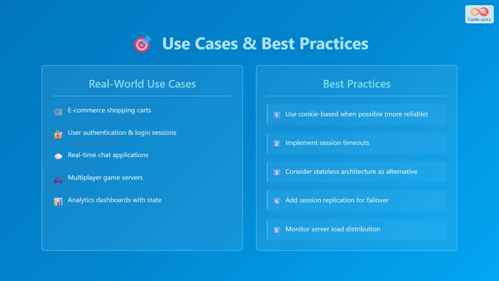Session Affinity is essential for e-commerce shopping carts, user authentication and login sessions, real-time chat applications, multiplayer game servers, and analytics dashboards with state. Best practices include using cookie-based routing when possible, since it's more reliable than IP-based approaches. Implement session timeouts for security. Consider stateless architecture as an alternative for better scalability. Add session replication for server failover protection. And continuously monitor server load distribution to ensure even traffic.